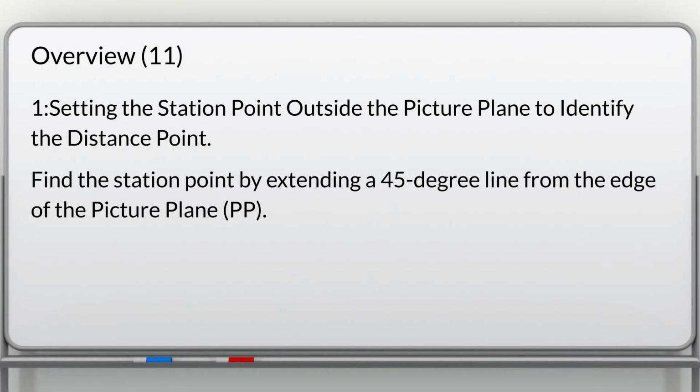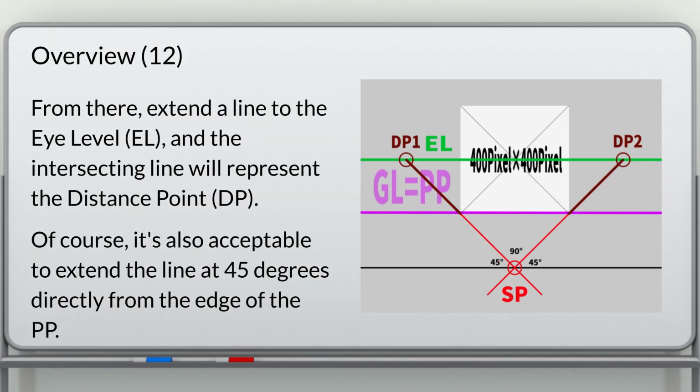1. Setting the station point outside the picture plane to identify the distance point. Find the station point by extending a 45-degree line from the edge of the picture plane. From there, extend a line to the eye level, and the intersecting line will represent the distance point. Of course, it's also acceptable to extend the line at 45 degrees directly from the edge of the PP.